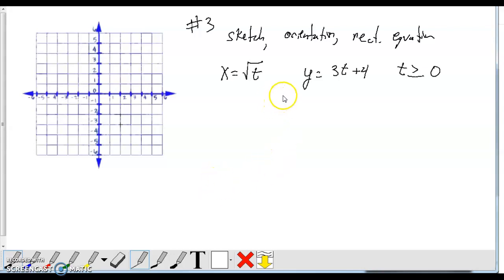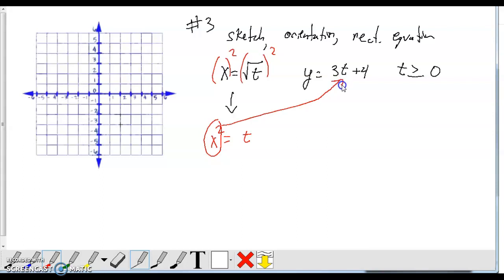I still think that this equation, x equals radical t, is the easiest to solve for. So all I'm going to do is square both sides. So square and square. I'm going to get x squared is equal to t. Now I'm going to plug in x squared everywhere I see a t. So I'm going to get y is equal to 3x squared plus 4.